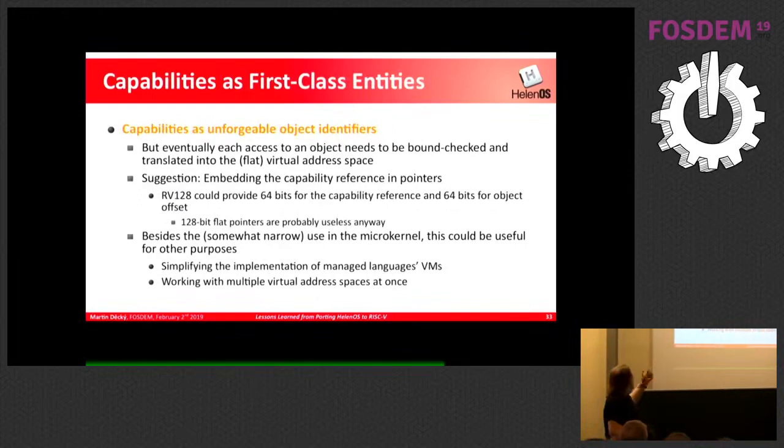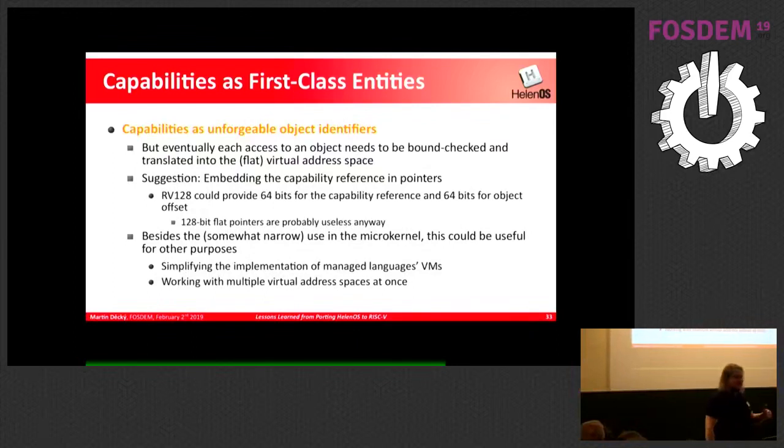Okay, final topic. I won't spend too much time on it because honestly, I don't have very clear ideas how this could be done. But think about a RISC-V 128-bit architecture. I don't believe that having 128-bit flat pointers is very useful. Maybe for some situations, but I wouldn't say so. It's such a huge address space that there is no practical use for it.